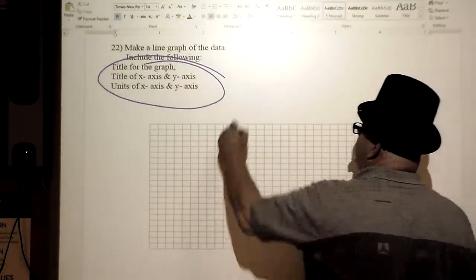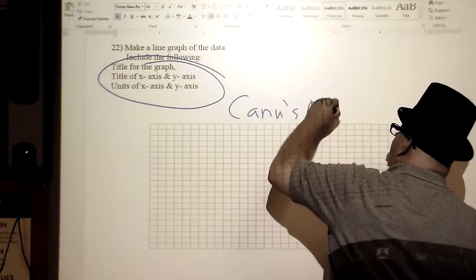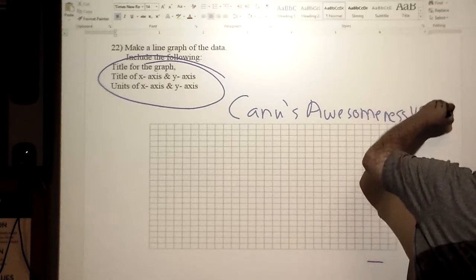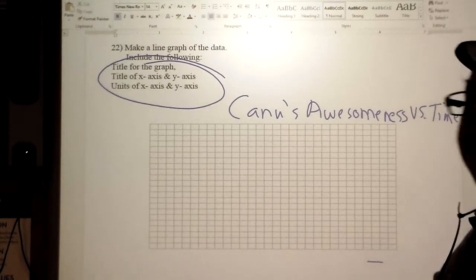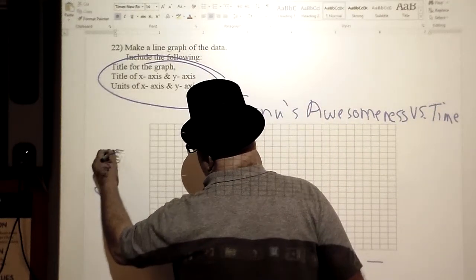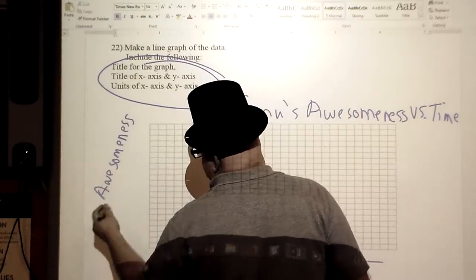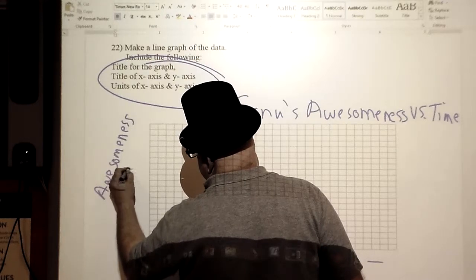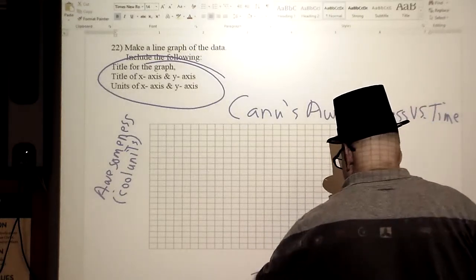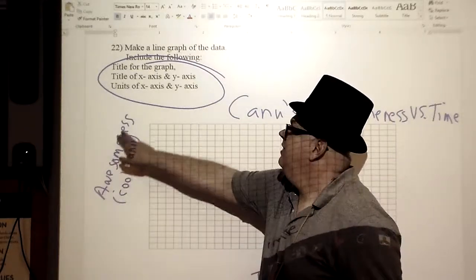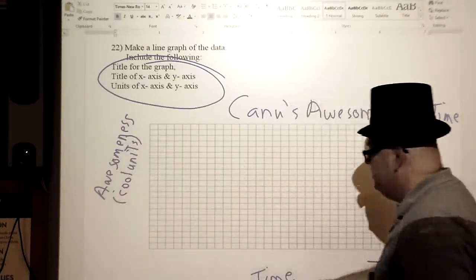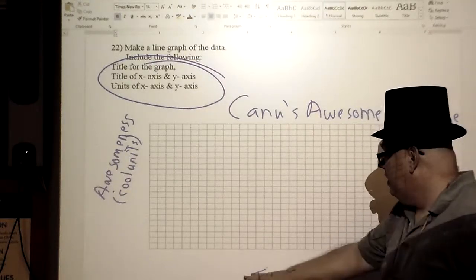Okay, you always need a title. So you always have something. Okay, I'm making fun here. Canu's awesomeness versus time. Okay, so we label here, and I may misspell it, awesomeness, and we're going to put that in cool units. Okay, and then on the bottom here, we're going to look at time. So what happened here, I have a title. That's what I mean by title of the x-axis and the y-axis. My title here is awesomeness. My title on the x-axis, okay, is the time.